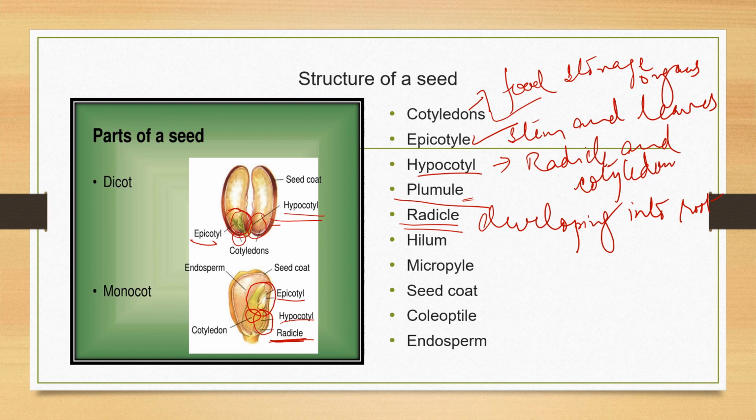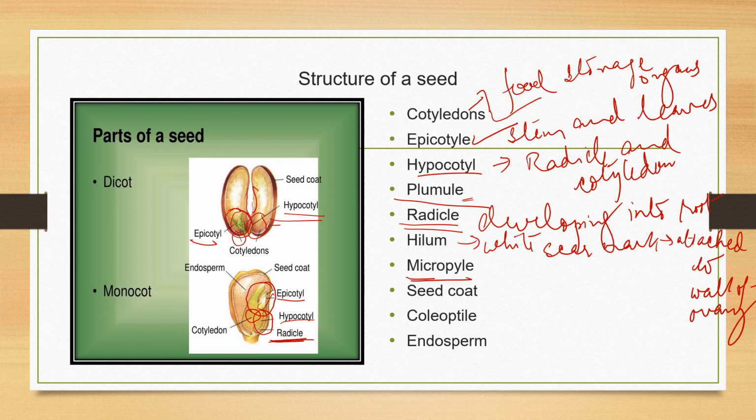Now what is the hilum? Here you can see there is a concave edge in both the seeds. The part where there is a white scar mark, where the seed was attached to the ovary wall, is called the hilum.